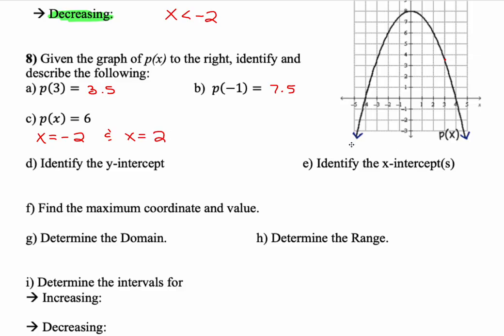Now the graph does not turn back around because these arrows are saying they're just going to keep going down forever. So it's not going to come back up and it won't hit that 6 again.